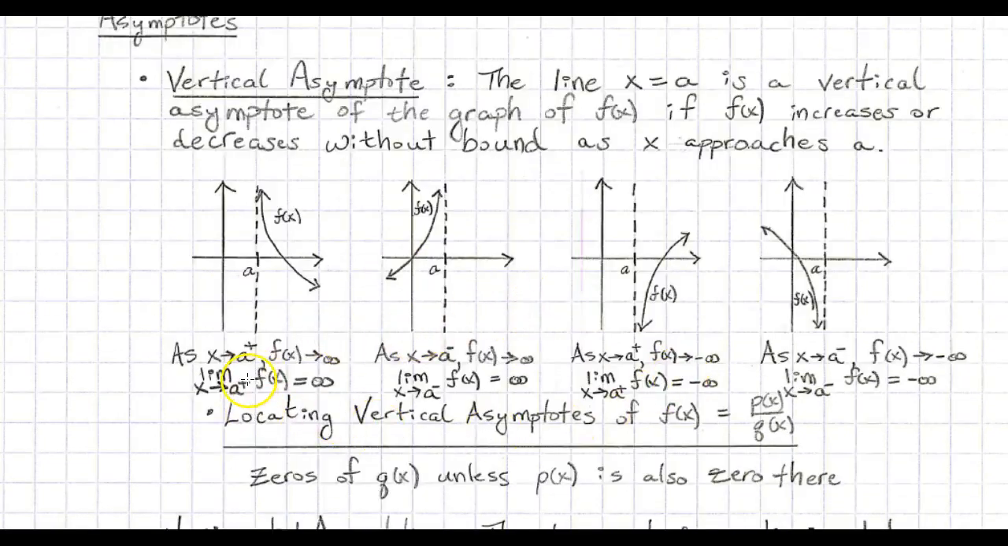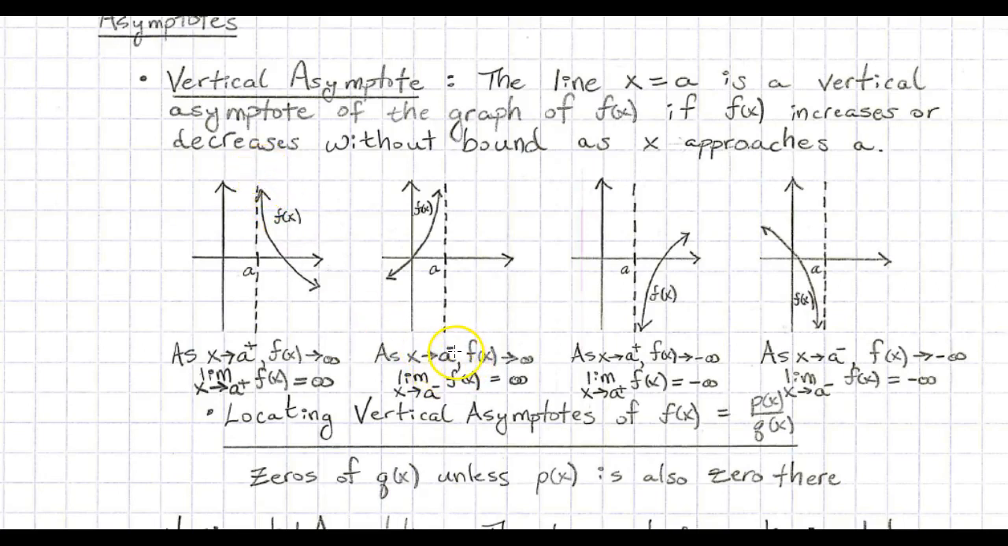Now, arrow notation. This notation says as x approaches a, with a superscript plus meaning from the right side of a, f of x approaches infinity. So as x on the x-axis gets closer and closer to a from the right side of a, the function itself, the y value, shoots off towards positive infinity.